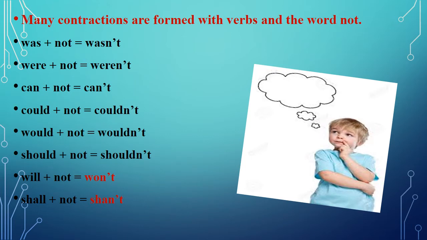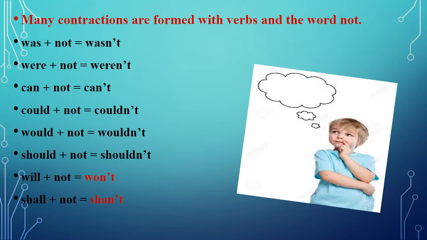Here are some more contractions. Was not. Put them together, cross the O, replace it by the apostrophe. We'll have wasn't. Were not. Put them together, cross the O, replace it by the apostrophe. We'll have weren't. Cannot. Put them together, cross the O, replace it by the apostrophe. We'll have can't.